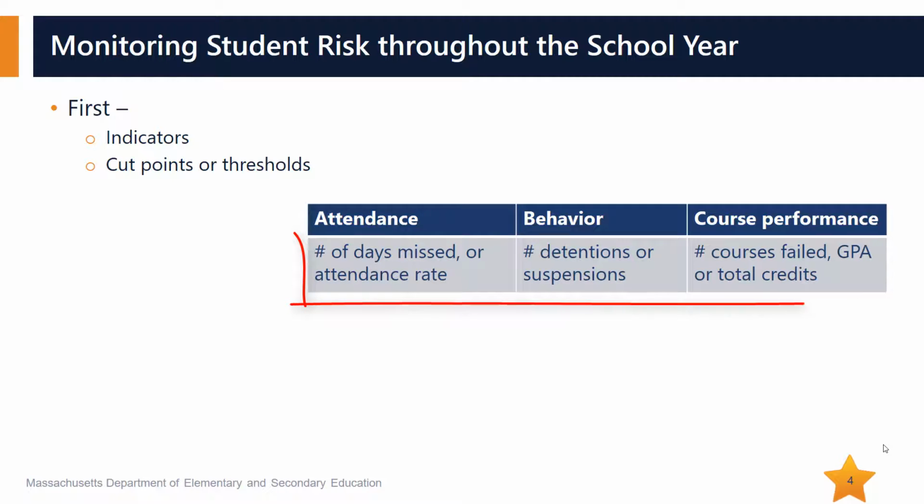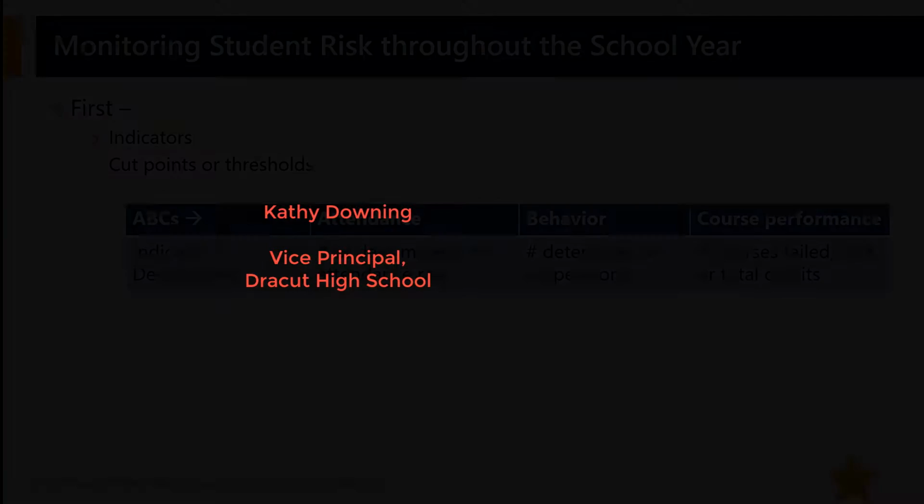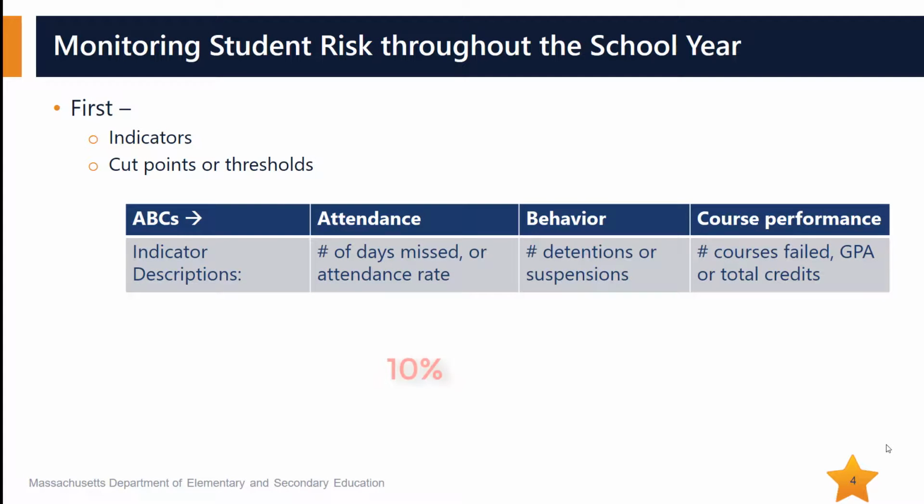Thresholds or cut points are the scores at which students begin to show signs of academic risk. Use a threshold for each indicator. We monitor the ABCs. We've established target thresholds, 10% for attendance. For behavior, we now monitor out-of-school suspensions, and for curriculum progress, we monitor grades.